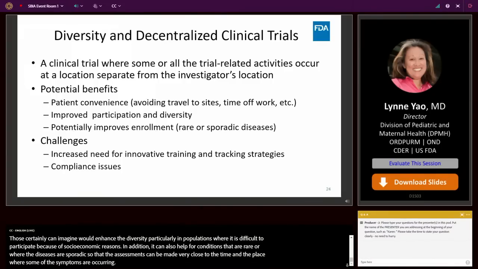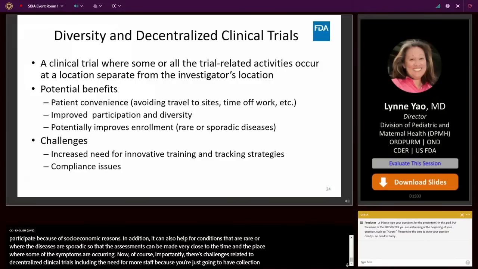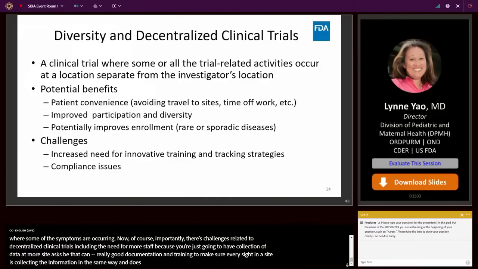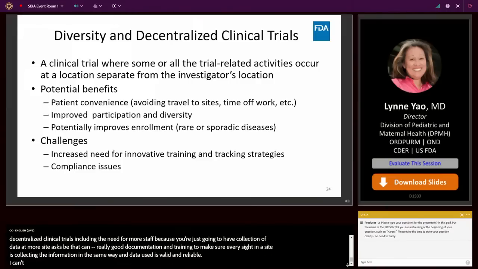Now, of course, importantly, there are challenges related to decentralized clinical trials, including the need for more staff, because you're just going to have collection of data at more and disparate sites, and that can lead to compliance issues as well. So there needs to be really good documentation, really good training to make sure that every site in a decentralized clinical trial is collecting information in the same way, and that the data that can be used are valid and reliable. Nevertheless, again, I can't overemphasize the potential utility of a decentralized clinical trial in enhancing diversity.